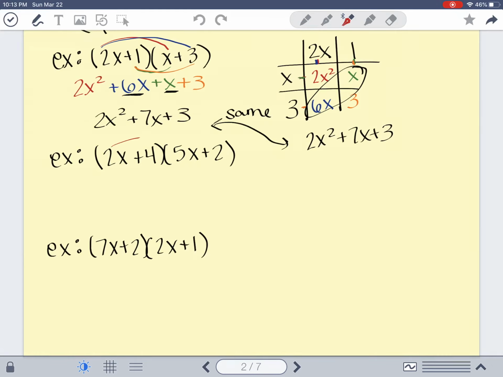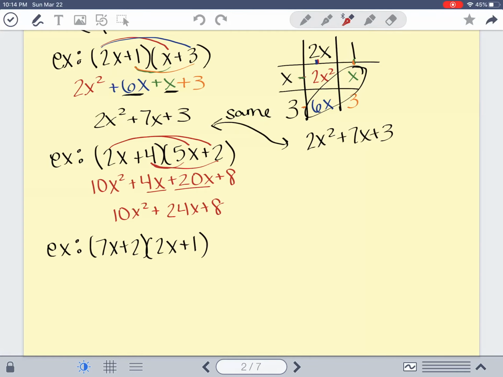So I am going to do 2x times 5x. So 2 times 5 gives me 10, x times x gives me x squared. My outers, so 2x times 2 gives me 4x. Inner, 4 times 5x, so I get 20x. And then last, we have 4 times 2, which gives me 8. And then I combine like terms, getting 10x squared plus 24x plus 8 as my final answer.